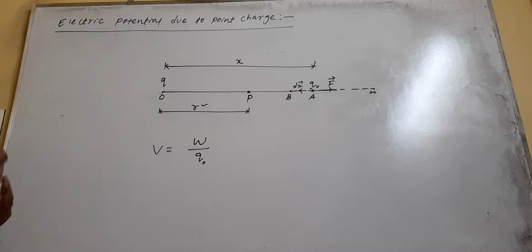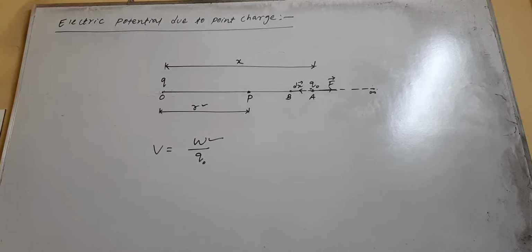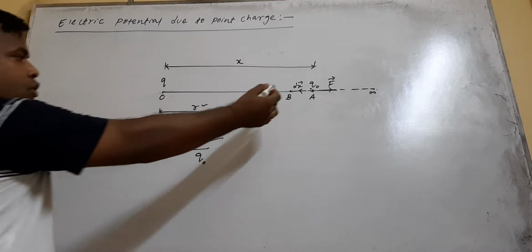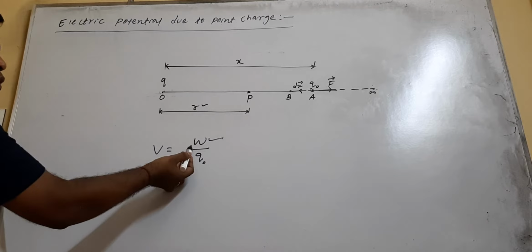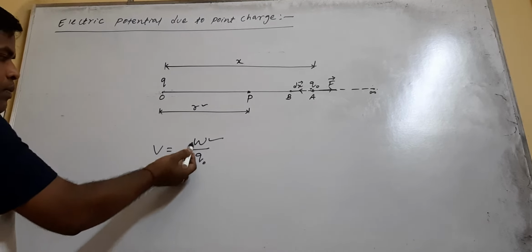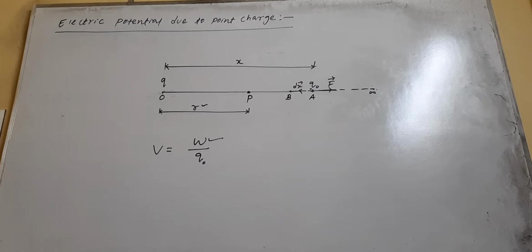Then first we have to find what is the amount of work done in bringing the test charge Q0 from infinity to the point P. Then we will divide work done W by Q0. Then we will get electric potential at the point P.